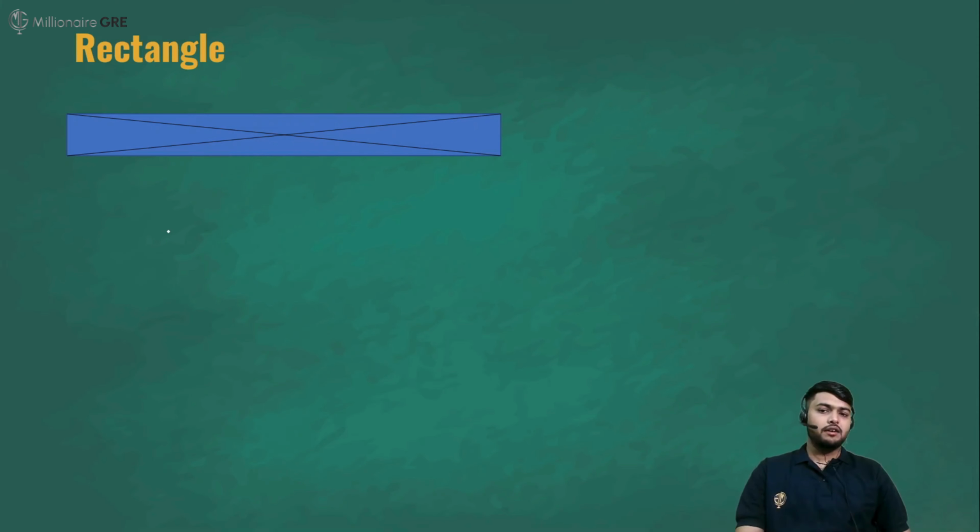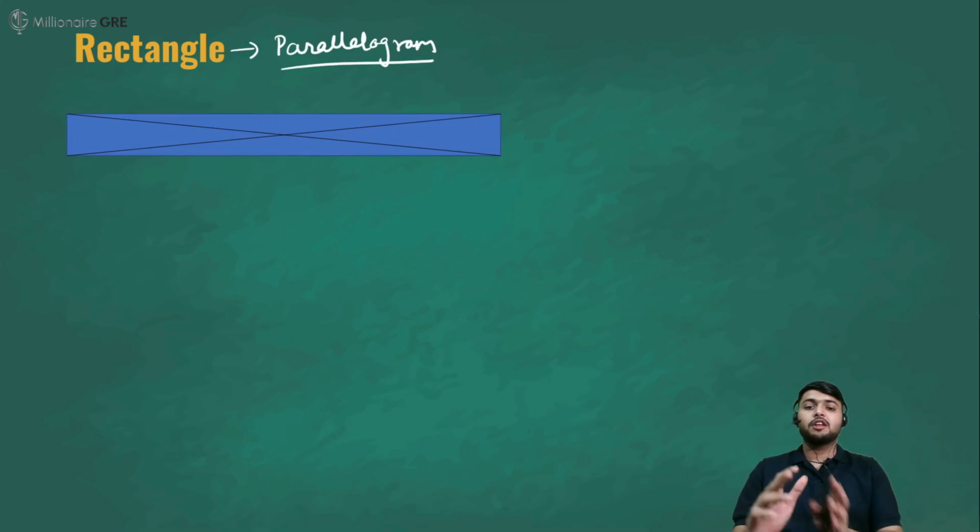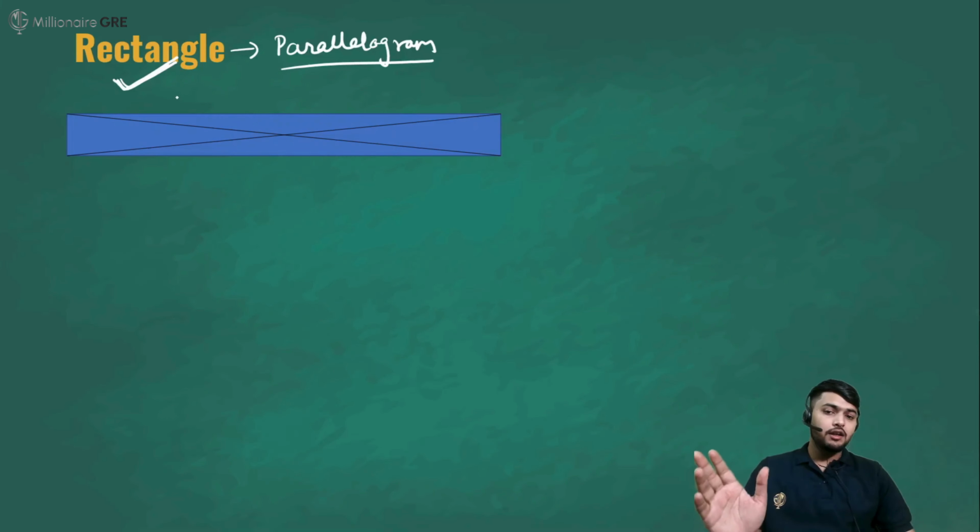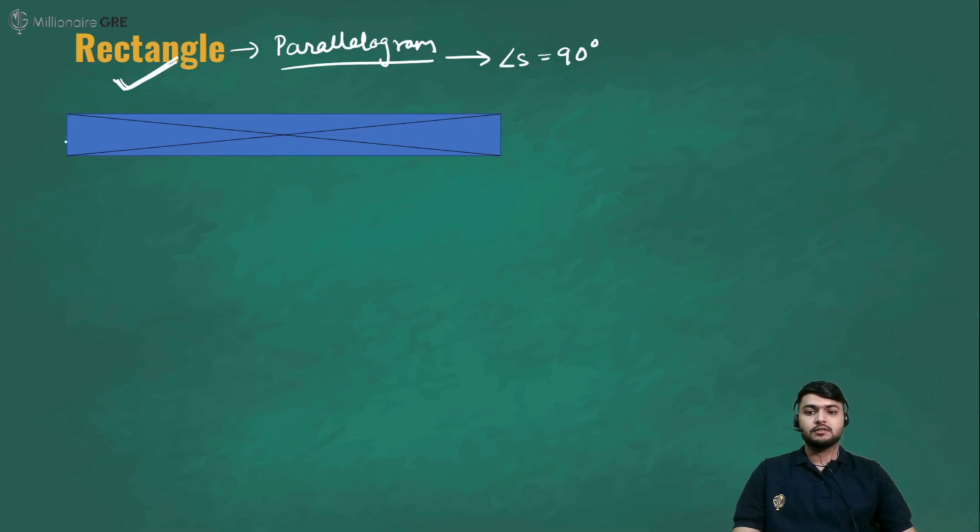Now talking about rectangle. Rectangle is also a parallelogram. Why? Because you have to take note of the definition of a parallelogram. A parallelogram is a quadrilateral in which opposite sides are equal and parallel. In a rectangle, opposite sides are equal and parallel. So a rectangle is also a parallelogram. But it is a special type of parallelogram. Here all angles are equal to 90 degrees. A rectangle is a parallelogram in which all angles are 90 degrees.